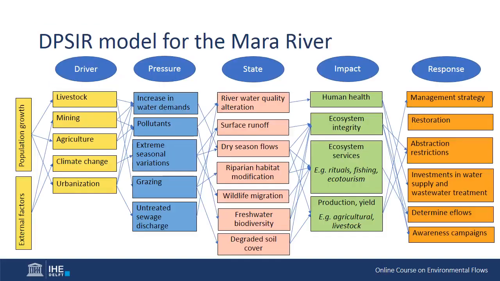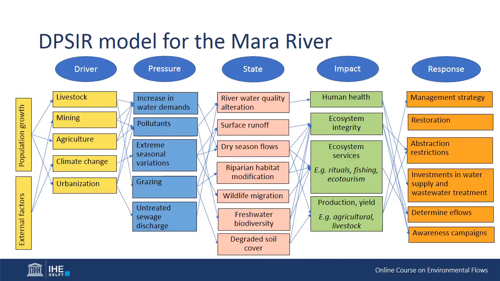Another tool we used to analyze the situation was the DPSIR approach, to identify variables, both flow and non-flow related, that were affecting the ecosystem, ecosystem services, human health, and socio-economic development. We developed this in cooperation with basin stakeholders.